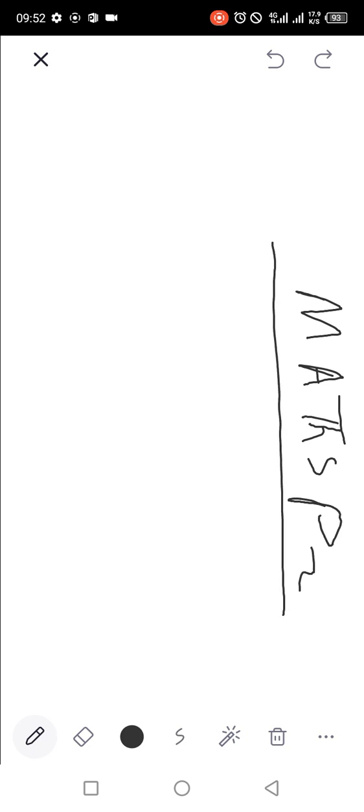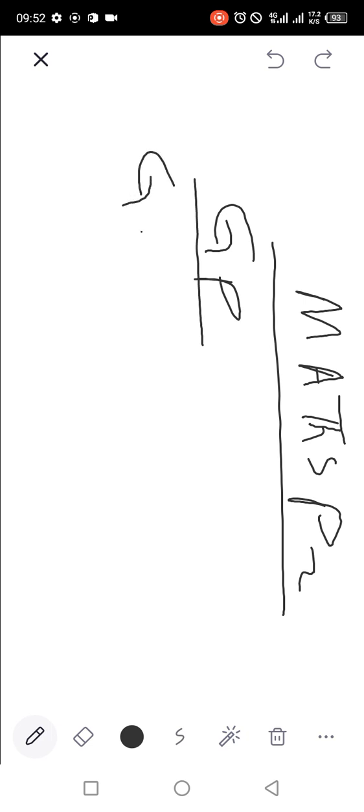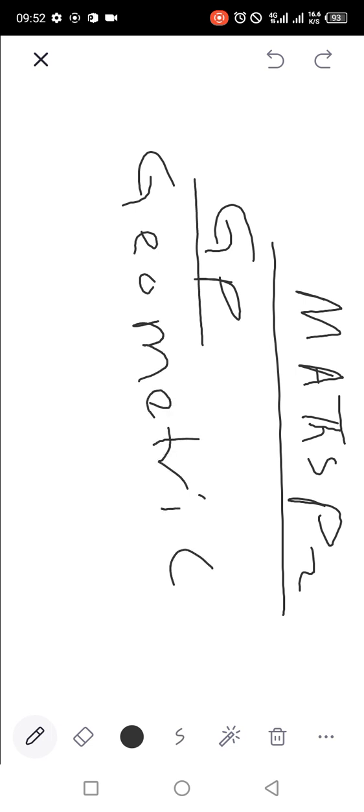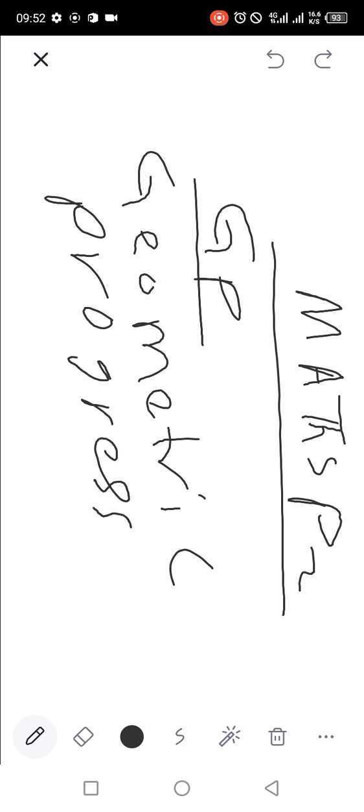So I want us to start a topic called GP. What? GP, geometric progression. Geometric progression. That's a topic that we are starting.